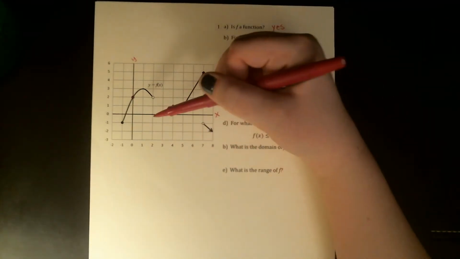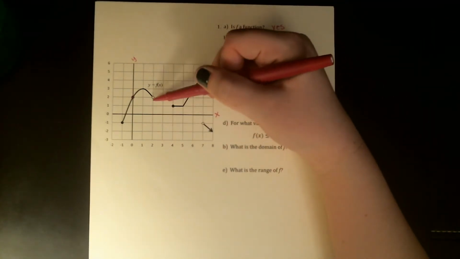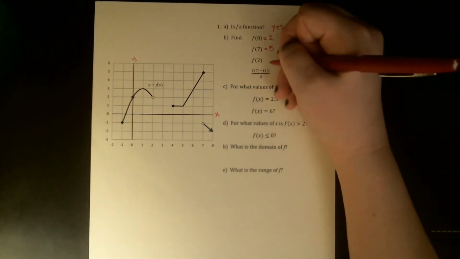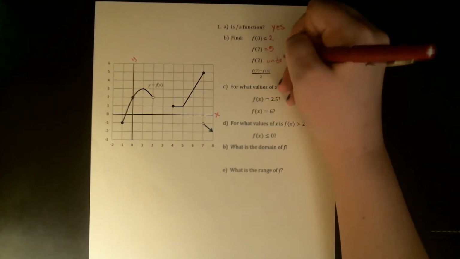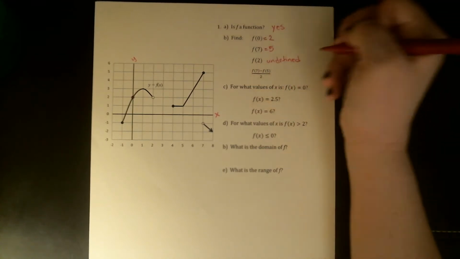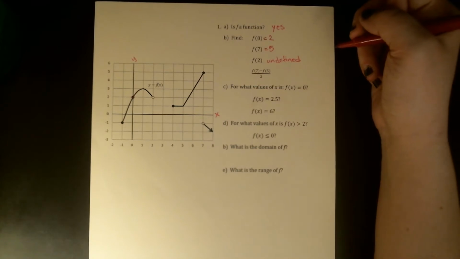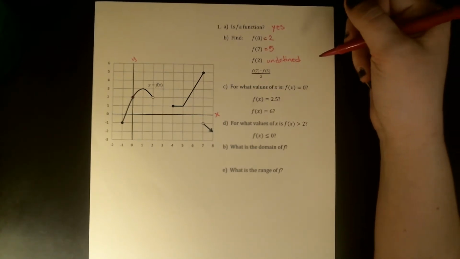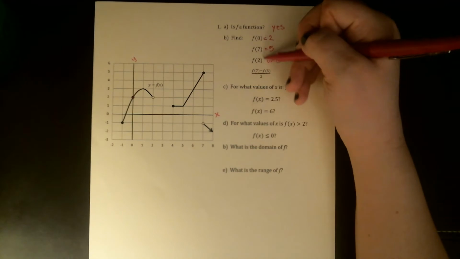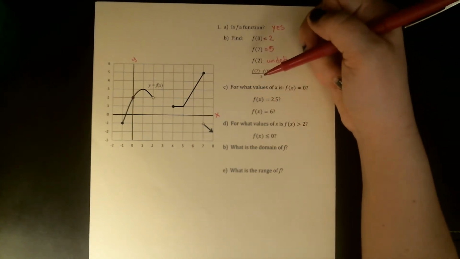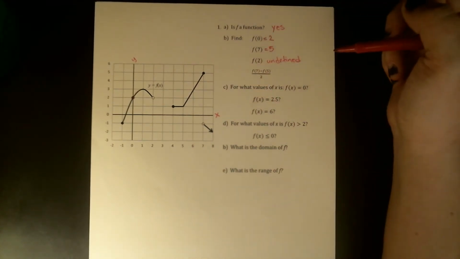F of 2, okay, so we go over to input 2. The only place we hit the function is at an open circle, which means we don't actually hit it at all. So f of 2 is undefined. Again, it would be okay to say does not exist or 2 is not in the domain of the function. Those are fine with me. We wouldn't want to say no solution here because there's no equation to solve. This is just asking what is your output when your input is 2, and the answer is I don't have an output for 2.